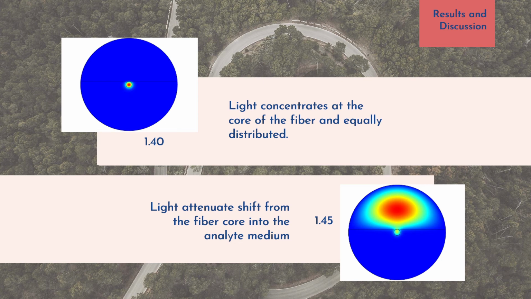Furthermore, the second illustration shows the intensity of electric field distribution when approaching analyte medium of 1.45 refractive index. The illustration shows the light attenuated, shifting from the fiber core into the analyte medium. As the refractive index of the analyte medium increases, the chance for the light to probe further into the analyte is also higher.